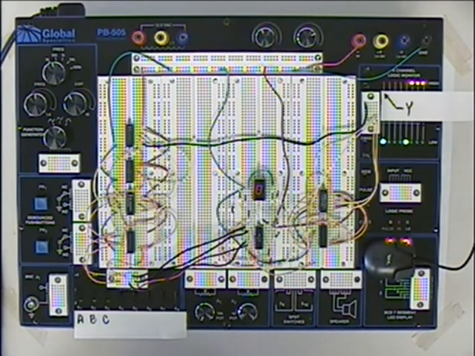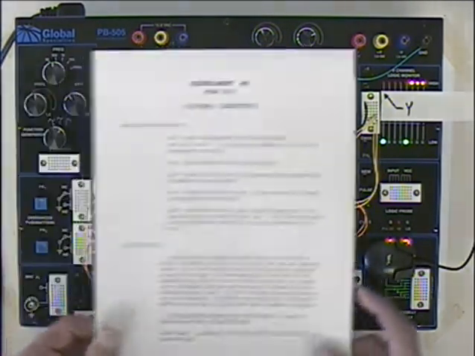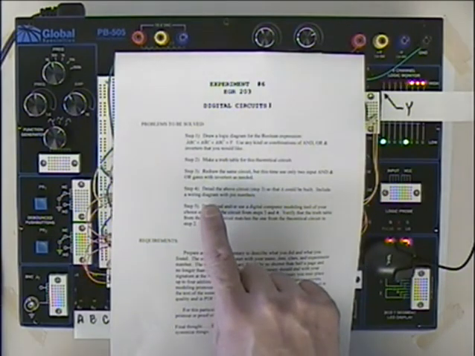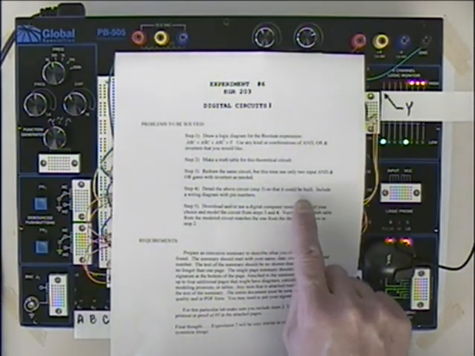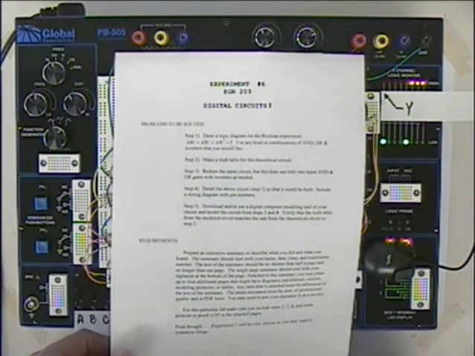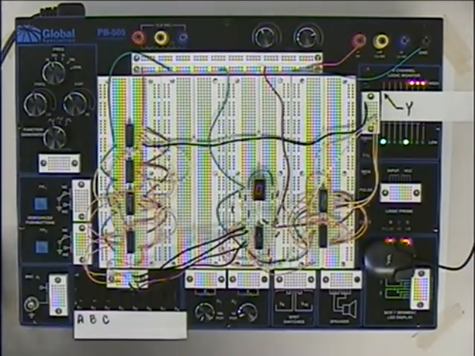The one thing in constructing this, and this is the thing that I would always tell people when we did labs face-to-face, is you want a really good circuit diagram. So to that end, you are asked then, in step number 4, to detail the above circuit, step number 3, so that it could be built. Include a wiring diagram and pin numbers. So what does that look like?